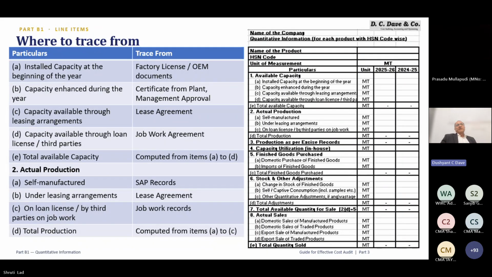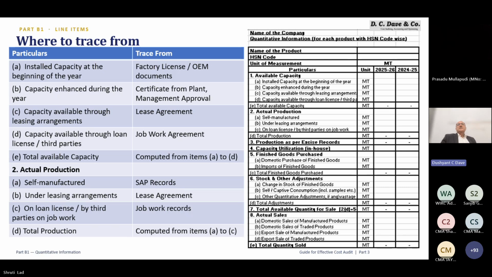So my B1 pro forma is HSN code wise: name of product, HSN code, and the unit of measurement. It could be kgs, liters. In case of a pharmaceutical company, it could be number of vials and so on and so forth. So let's start with the first one.